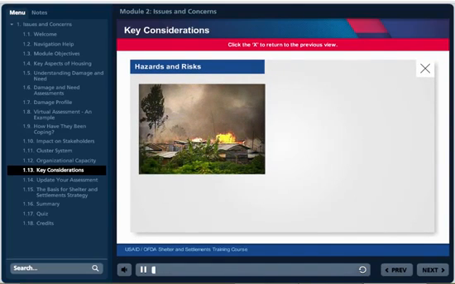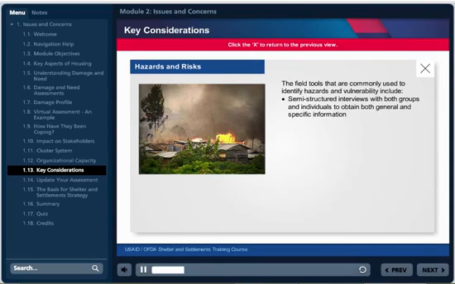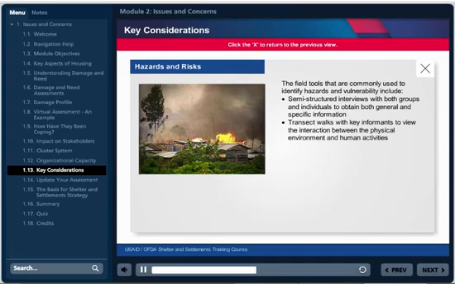What other hazards, in addition to the hazard that caused the disaster, could potentially impact the target population? The field tools that are commonly used to identify hazards and vulnerability include semi-structured interviews with both groups and individuals to obtain both general and specific information on hazards, impacts, vulnerabilities, capacities, community perceptions, underlying causes, hazard interactions, and ideas on appropriate DRR measures. Transect walks with key informants to view the interaction between the physical environment and human activities, focusing on land use and tenure, environmental changes, and physical areas vulnerable to the impacts of hazards.